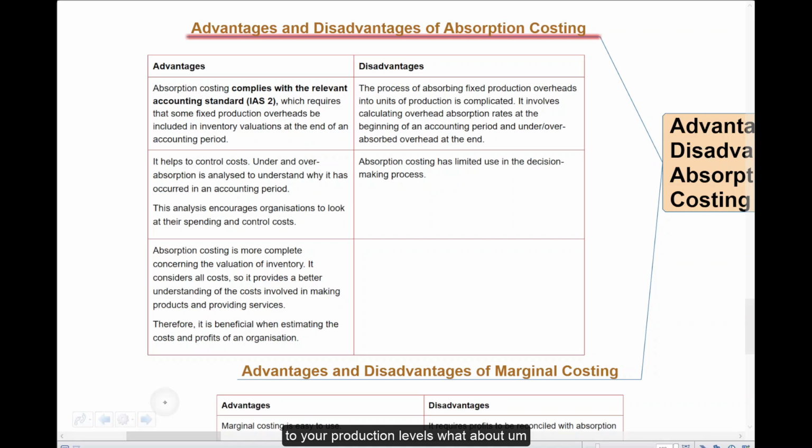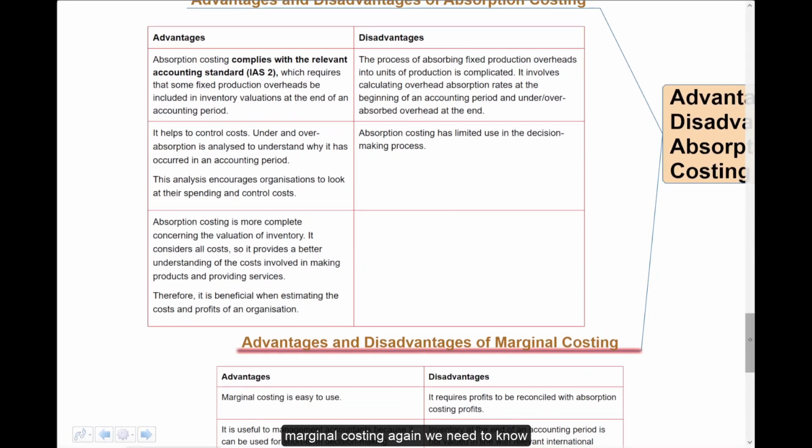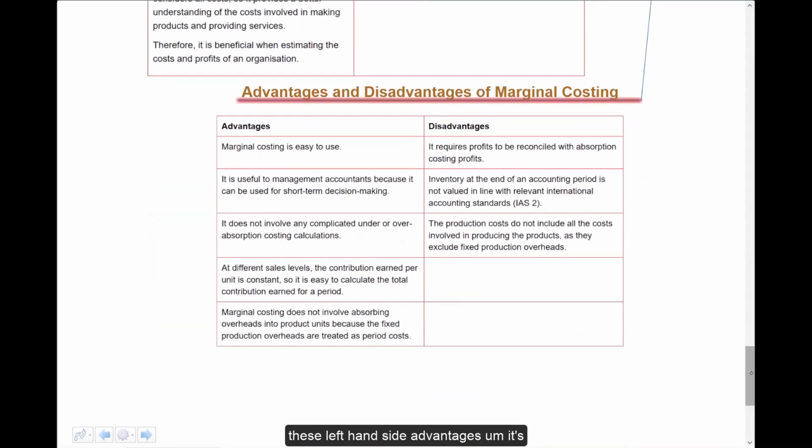What about the advantages and disadvantages of marginal costing? Again, we need to know these. Left-hand side, advantages. It's easy to use because it's only based on prime costs. I produce one extra unit. I know that these areas, materials, labor, variable production, they're going into that unit. That's it. Okay. Linked into that, I think that short-term decision-making is probably more easily facilitated using marginal costing.